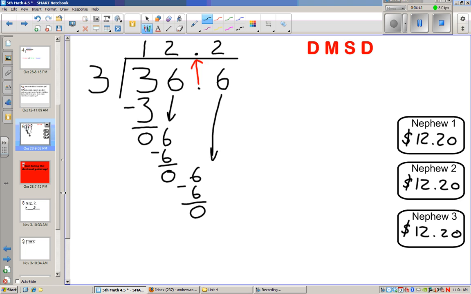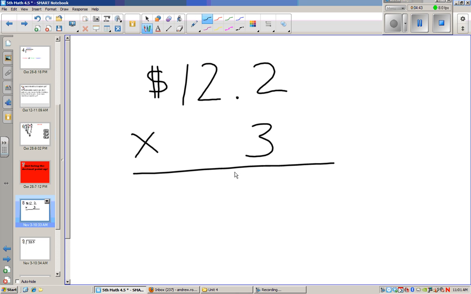So in order to check it, you can always check a division problem with a multiplication problem. I'm going to go over here and I'm going to do 12 and 2/10 times 3.